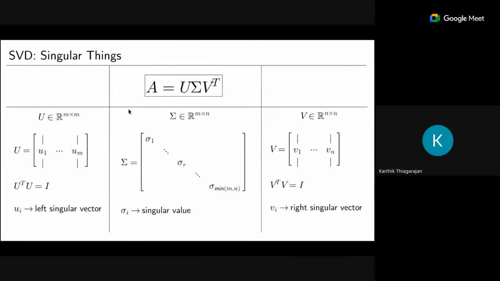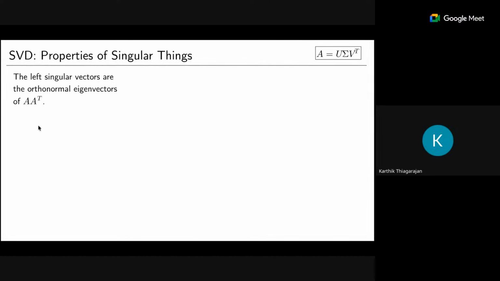Okay, right. So these are the singular values, and this is what we were just discussing. Sigma 1 to sigma r are positive. Sigma r plus 1 to sigma minimum of m comma n will be 0. Okay. So that covers singular vectors, left and right, and singular values.